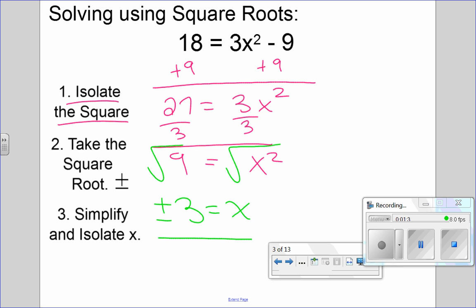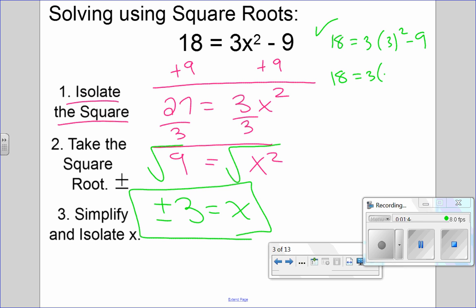Now you do know you can always check your answer, right? So I could go back to the top and put my little check mark, and I can see if 18 does equal 3 times 3 squared minus 9. But I'd also have to check that 18 equals 3 times negative 3 squared minus 9. So you can check. We're not going to probably check all of them today, but it's our first one, so maybe we could check those.